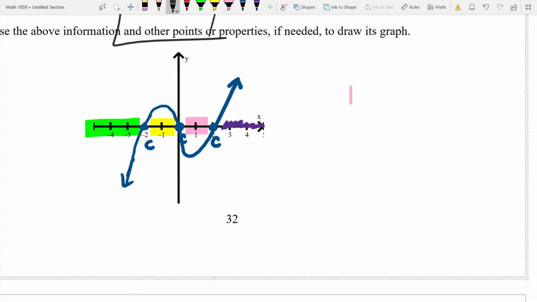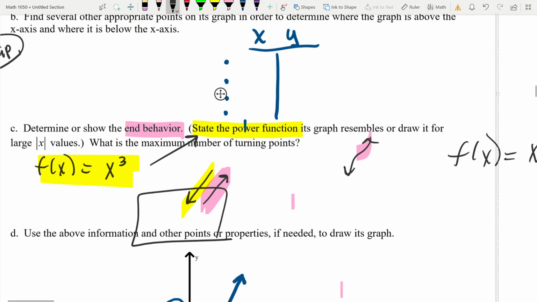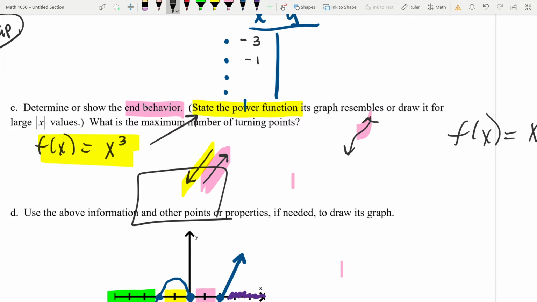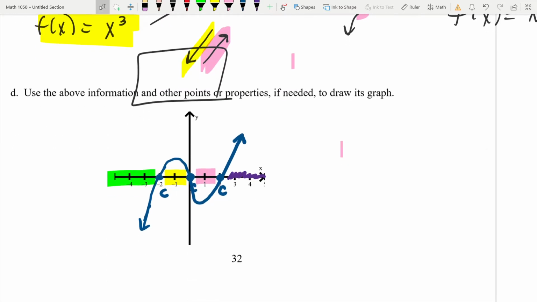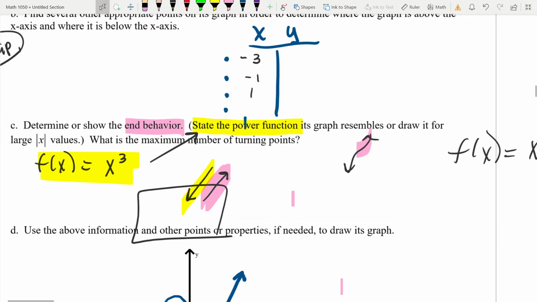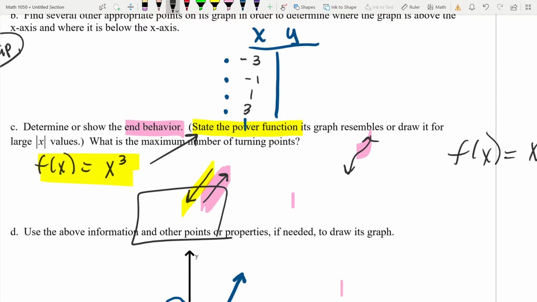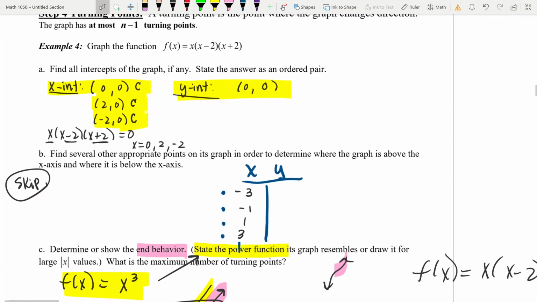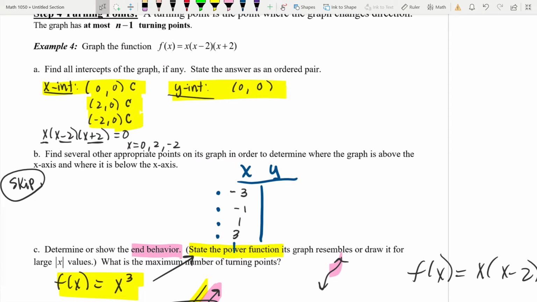So in the green region, I'm going to come over here and I'm going to choose a -3. In the yellow region, let's all just do a -1. Make it easy on yourself. In the pink region, we're going to choose a 1. And in the purple region, we're going to choose a 3. Okay? Now, grab your calculator. See that -3? We're going to store it in our calculator.